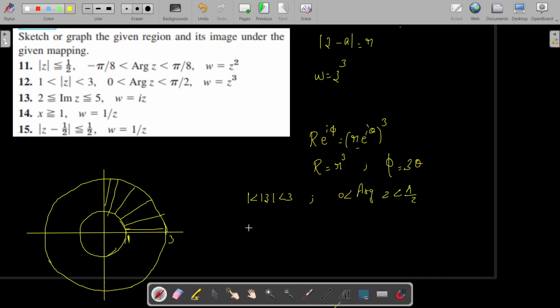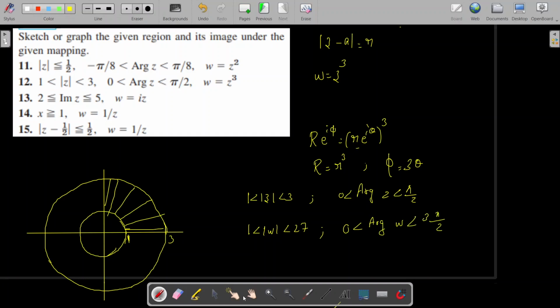So in the new plane, the w plane, the image becomes 1 less than mod w less than 3 cube, that is 27. And what happens to the argument? Argument becomes 3 times that of the point in the z plane. So you have 0 less than argument of w less than 3 pi by 2.